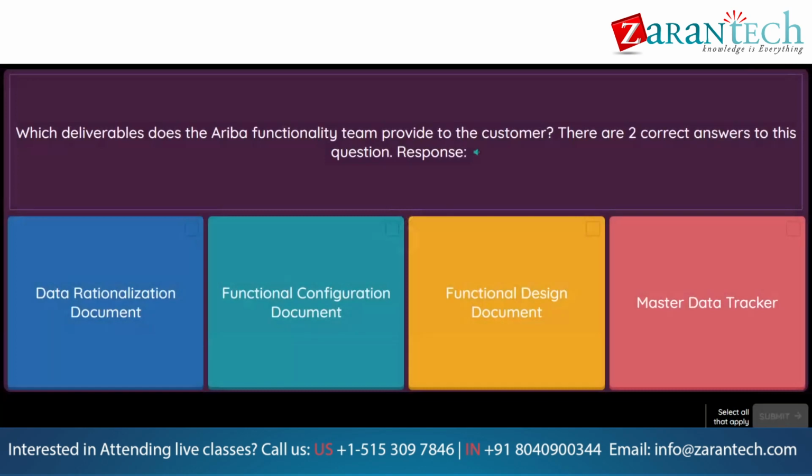Question: which deliverables does the Ariba functionality team provide to the customer? There are 2 correct answers to this question. Response: Option 1 data rationalization document. Option 2 functional configuration document. Option 3 functional design document. Option 4 master data tracker.